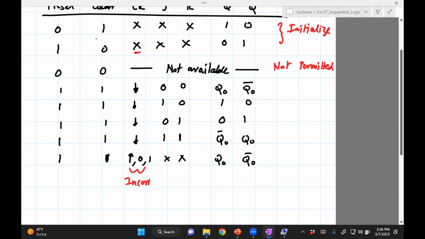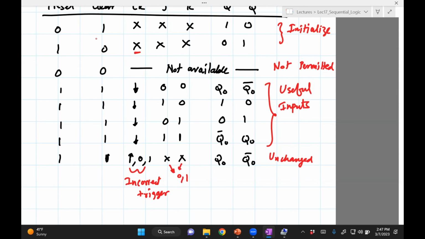This is an incorrect figure, right? So this means 0 or 1, unchanged. And this is the useful region. Useful inputs. By useful inputs, I mean that this is how you will operate the flip-flop to do your computations for you.